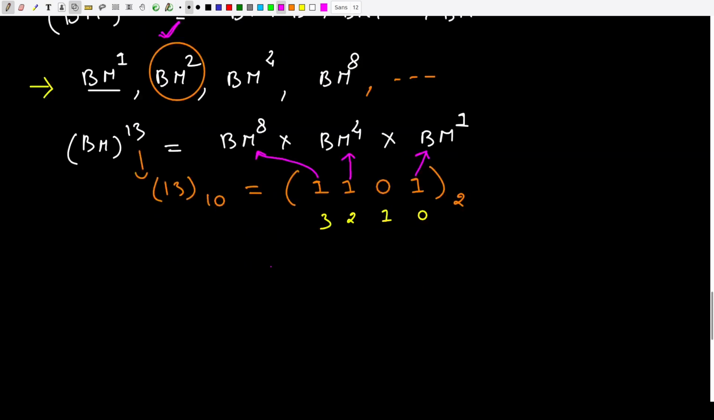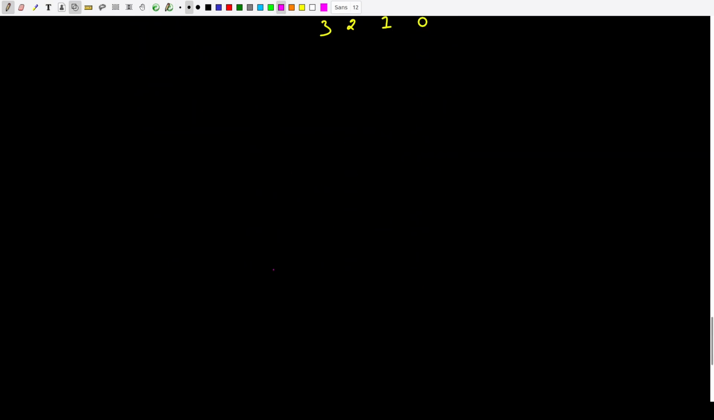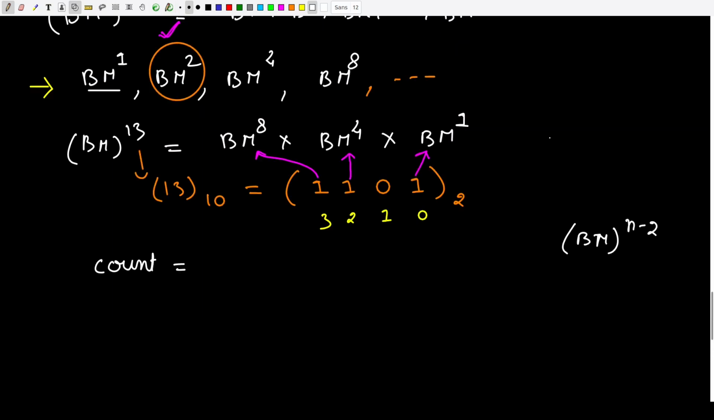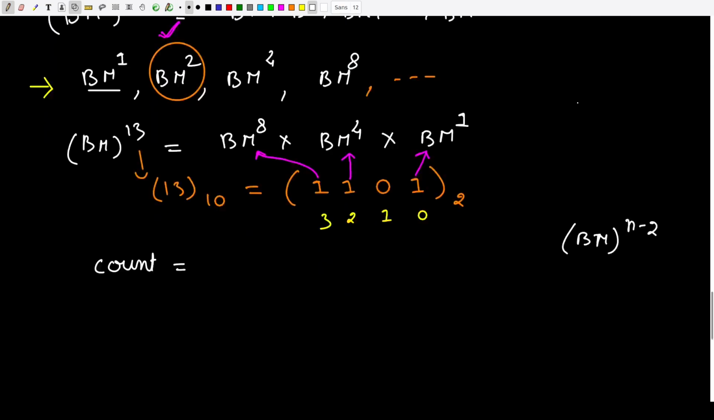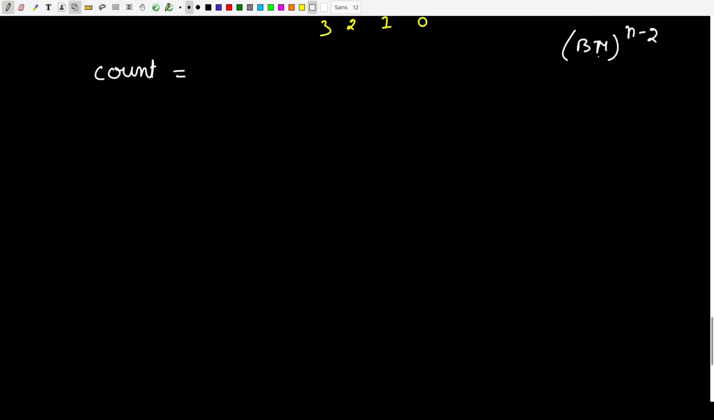So an optimal way, and let's just briefly discuss the code for this. The optimal way to do this will be, let us say we will have something known as count, and please note we need to compute base matrix to the power n minus 2 from the equation. If you could recall, let me just scroll up. So here if you see, we wanted to compute base matrix to the power n minus 2.